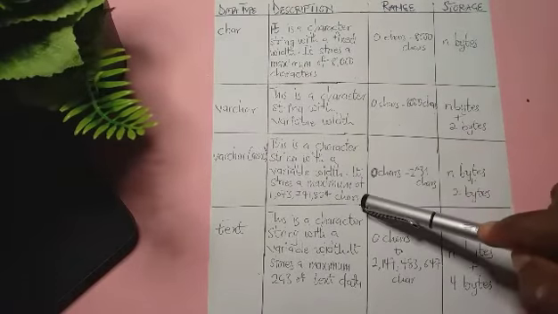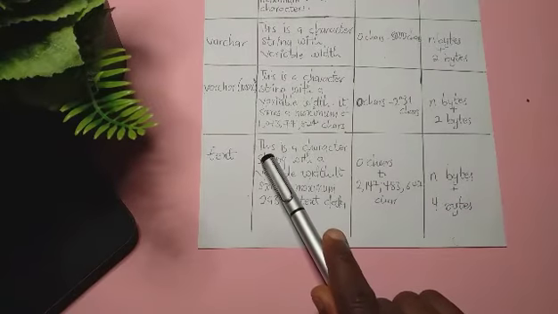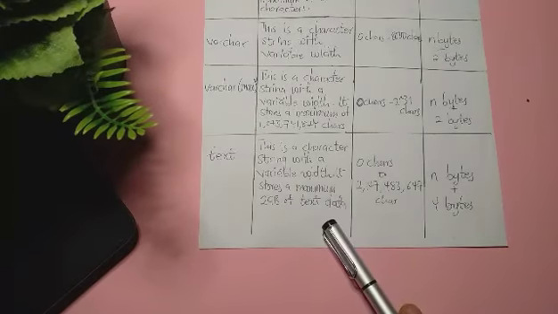And we have the text. It is a character string with a variable width. It stores a maximum of 2 gig of text data, and the storage is the number of characters you use, plus 4 bytes.